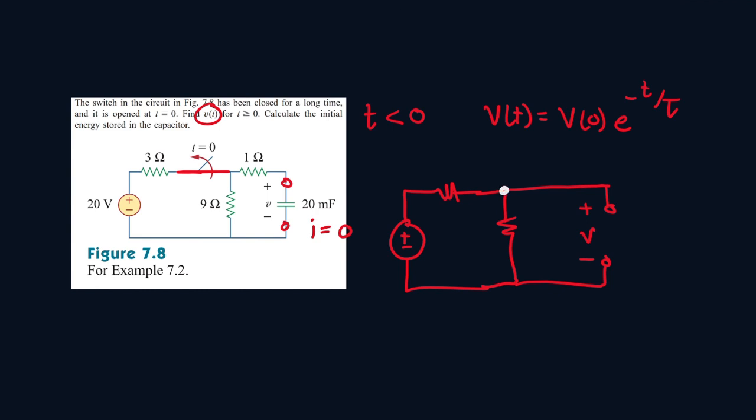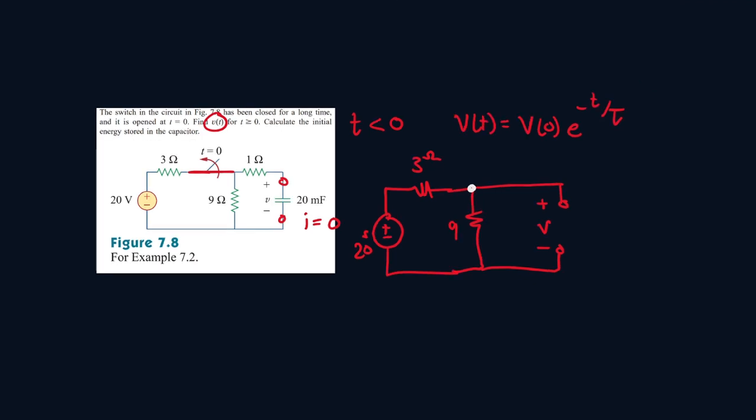Okay, so this is 20 volts, this is 3 ohms, and this is 9 ohms. Now, if you do a mesh analysis, you get the current to be 1.6667, and 1.6667 times 9 will give you the voltage at this point. There'll be 15 volts here. So that means V when t is less than 0 will be 15 volts. But we need V when t is equal to 0.